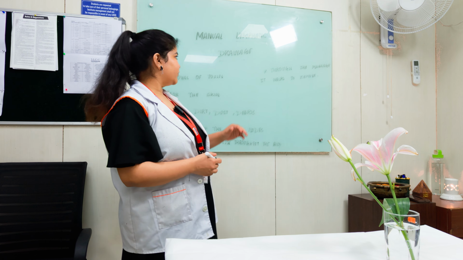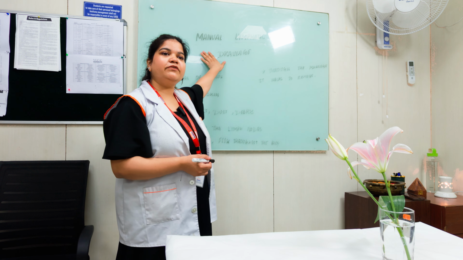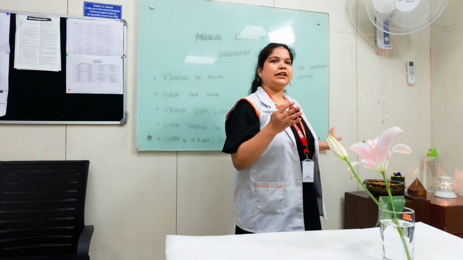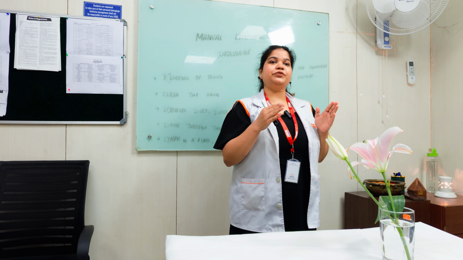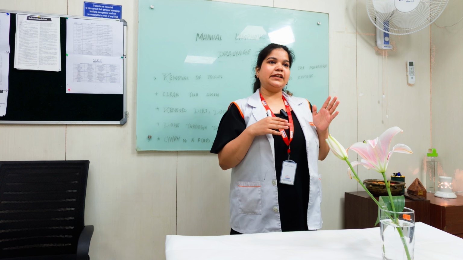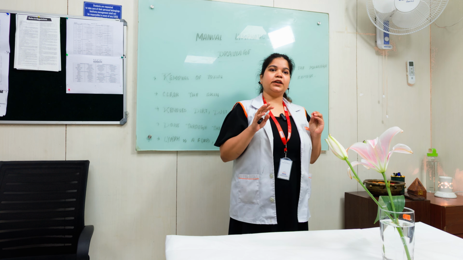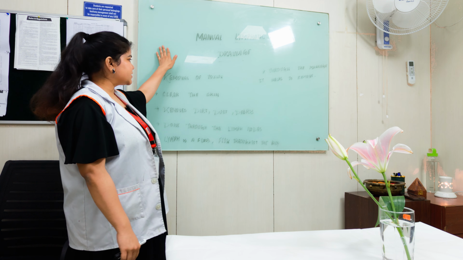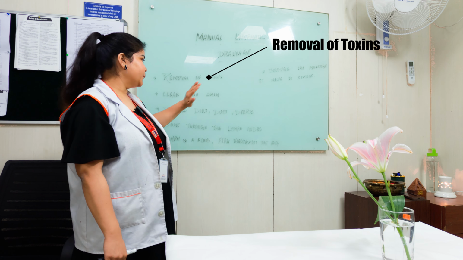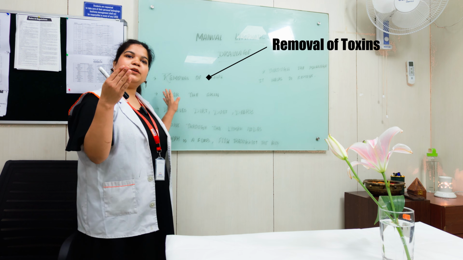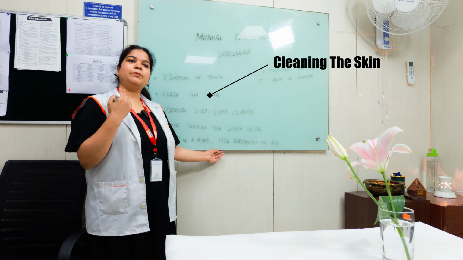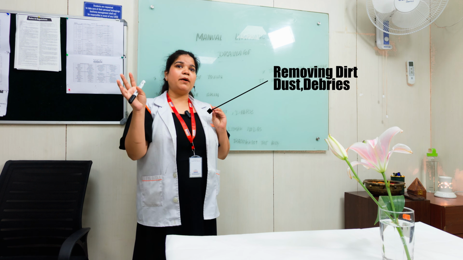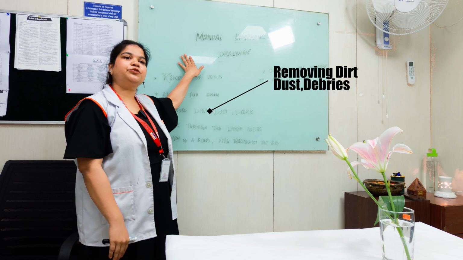Today we have a topic, manual lymphatic drainage. The drainage is a part which helps to remove the toxins from the skin, and that is very important. There are a few points which we have already written. The first thing is the removal of toxins. The second is, when the toxins are removed, automatically the skin will become clearer. Whatever dust, debris or dead part we have is also removed through the drainage.